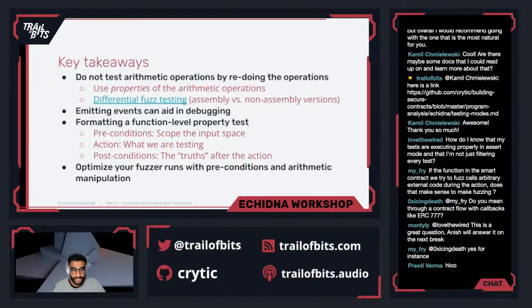And then the last thing we talked about is optimizing your fuzzer runs with preconditions and arithmetic manipulations. We'll talk about this a little bit more in the second section, but very important, do not waste your fuzzer's performance. Make sure everything your fuzzer is doing is testing a new code path, not falling into the same traps. The way you do that is by bounding your input space with preconditions and arithmetic manipulation.